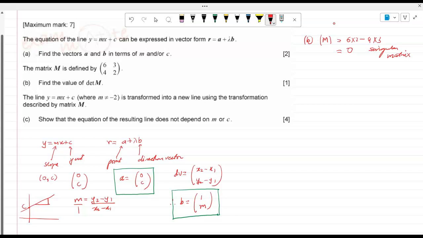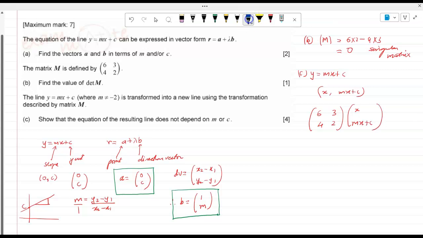Okay. Now y is the next part. You're saying that y is equal to mx plus c is transformed to a new line by using this transformation of the matrix. Show that the equation does not depend on m or c. So what you do in this case is, my coordinates will be x, comma mx plus c. So you have 6, 3, 4, 2. You carry out this transformation. You remember you have to put the points like this when you carry out x, y.